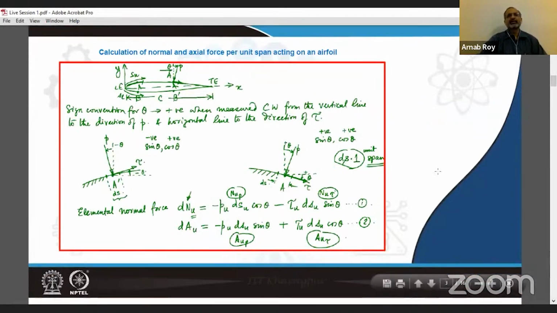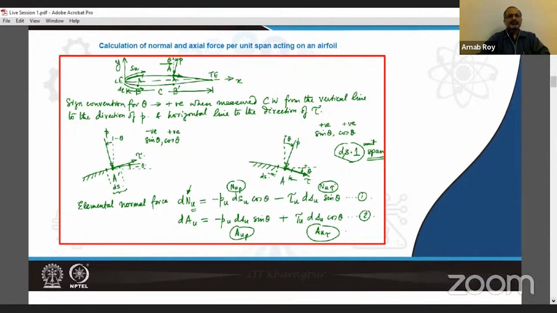I thought that because many students have posted this query regarding calculation of normal and axial force acting on an airfoil, we need to have a detailed discussion on this once again. So I have put clippings from my lecture notes. As you can see over here, we have shown the airfoil section with the leading and trailing edges, the thickness distribution, the running coordinates, SU, SL, etc.